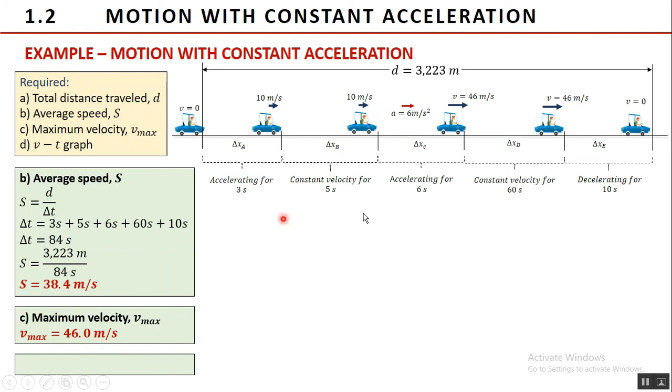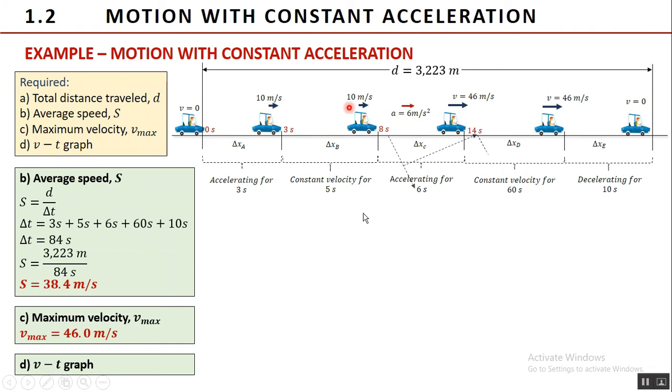Now, for the last item on the required list, the velocity time graph. The first thing you need to do is to check the value of velocity at each indicated time. So at 0 seconds, the velocity is 0. 3 seconds later, the velocity becomes 10 meters per second. Plus 5 seconds later, so 8 seconds later, the velocity is still 10 meters per second.